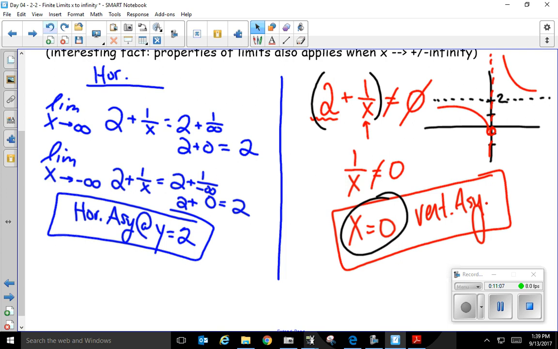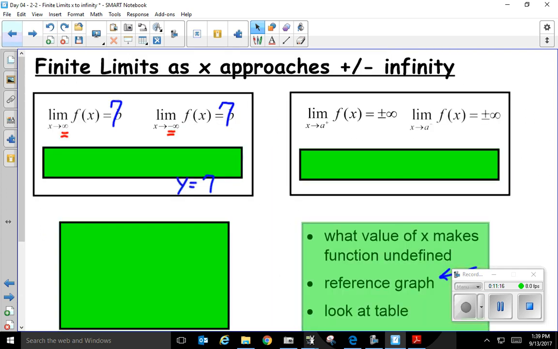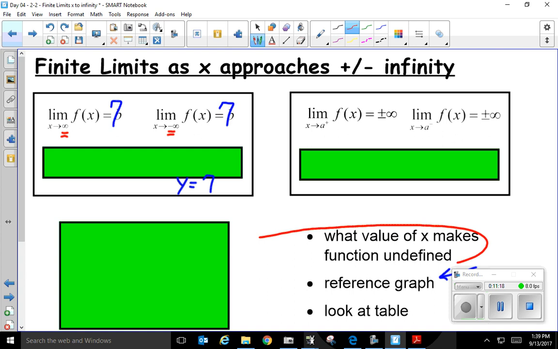Vertical is which value of x makes it undefined. What value of x makes it undefined. We will continue this tomorrow.